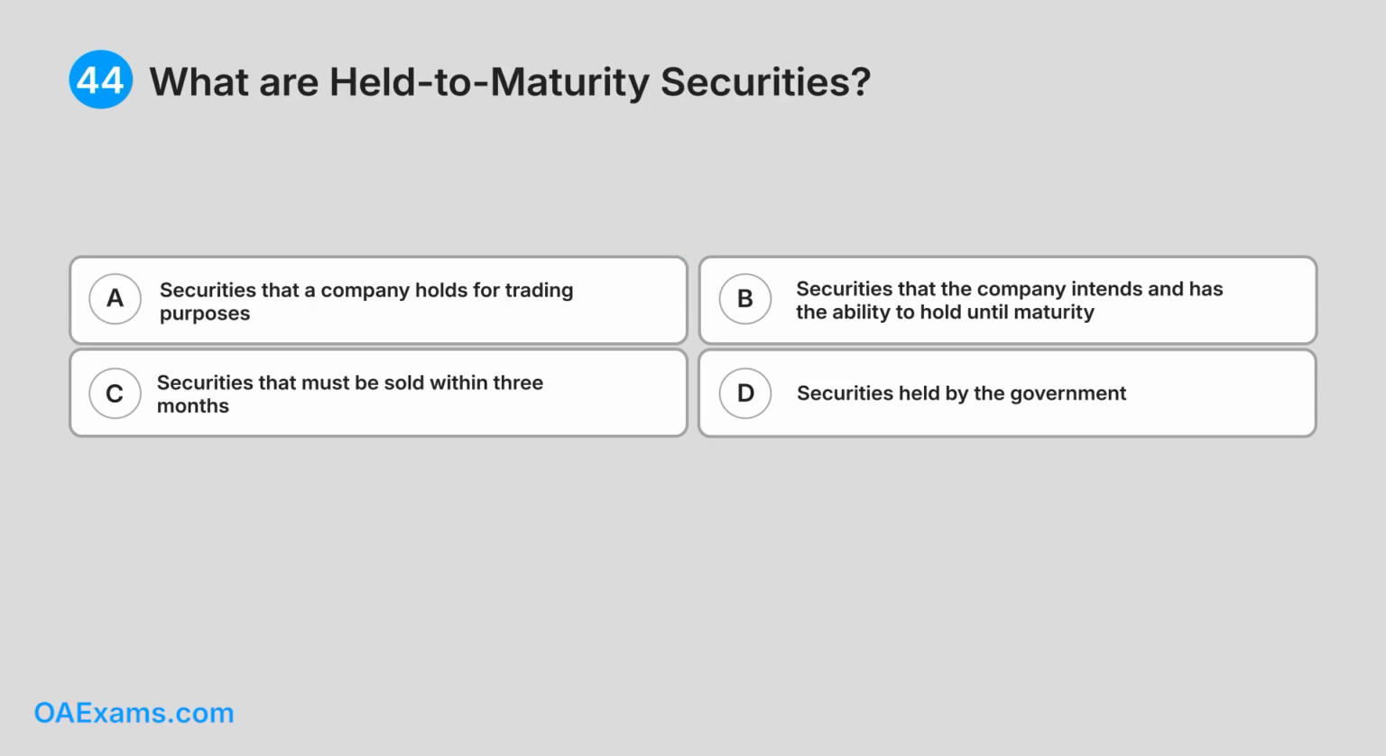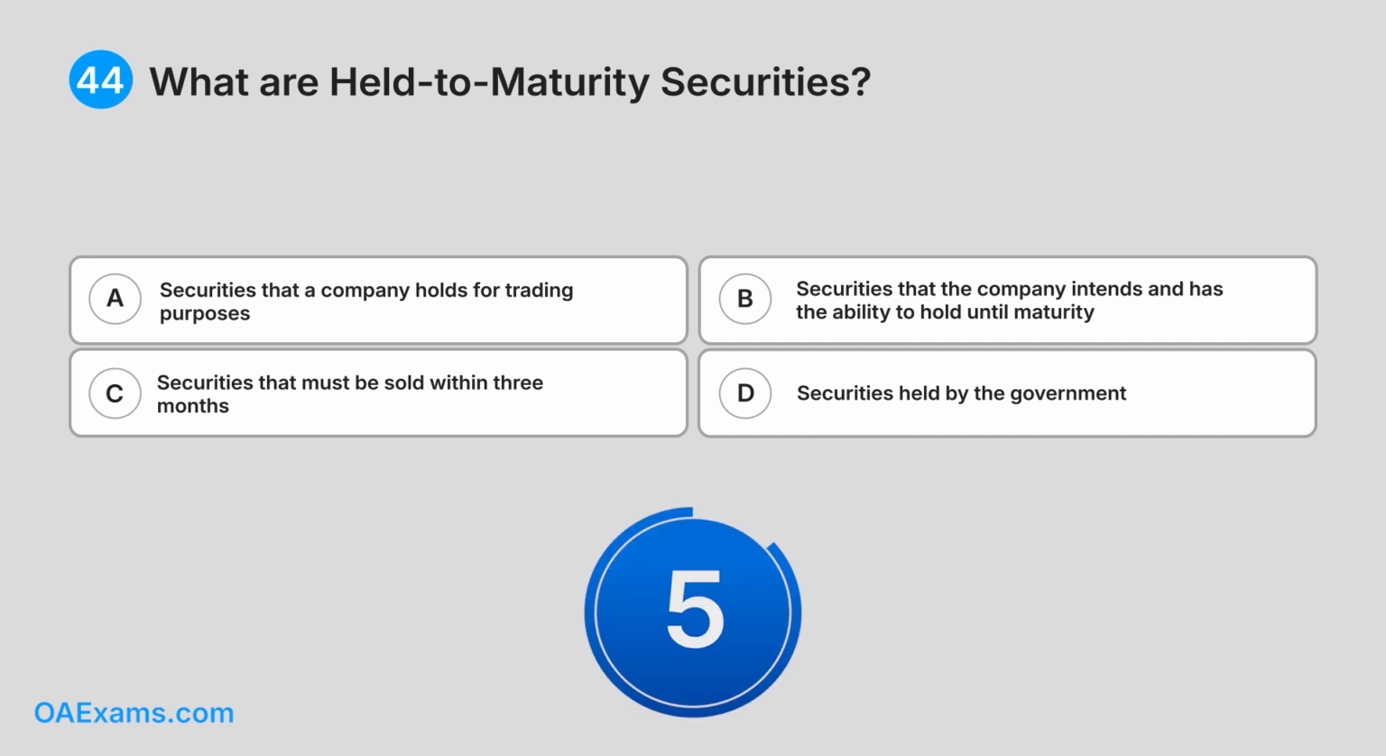44. What are held-to-maturity securities? A. Securities that a company holds for trading purposes. B. Securities that the company intends and has the ability to hold until maturity. C. Securities that must be sold within 3 months. D. Securities held by the government. Do you know the answer?